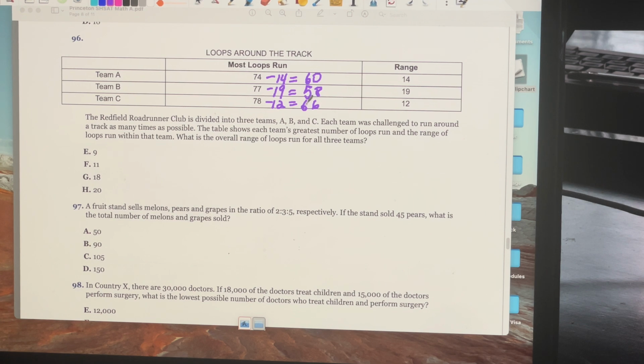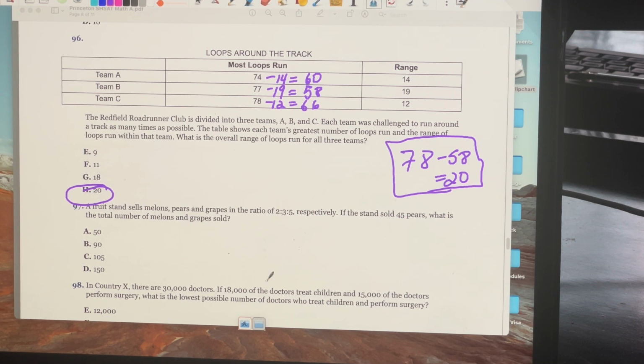So what is the overall range for loops run for all three teams? The highest was 78. The range is the highest minus the lowest, and the lowest of all three was 58. So the range is 20. There we go. 96 is 20.